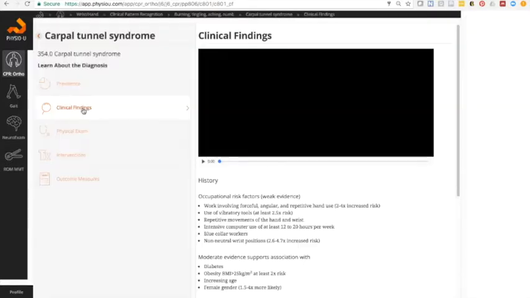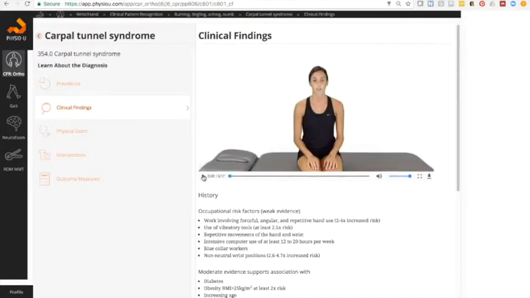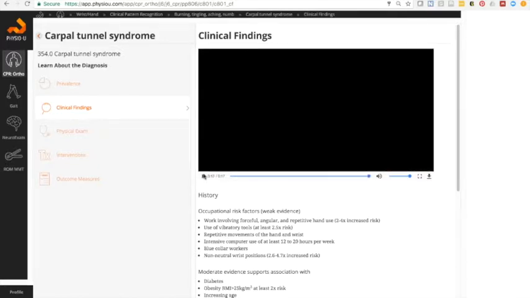When you watch the clinical findings video, you'll be able to see someone complaining of symptoms. You can see she's using her hands a lot. Her hand is not in neutral. She has symptoms in her median nerve distribution, waking her up at night, and there's a positive flick maneuver. Okay, so this is common.